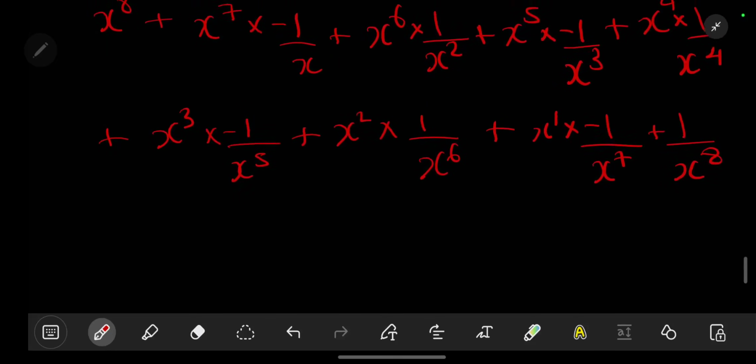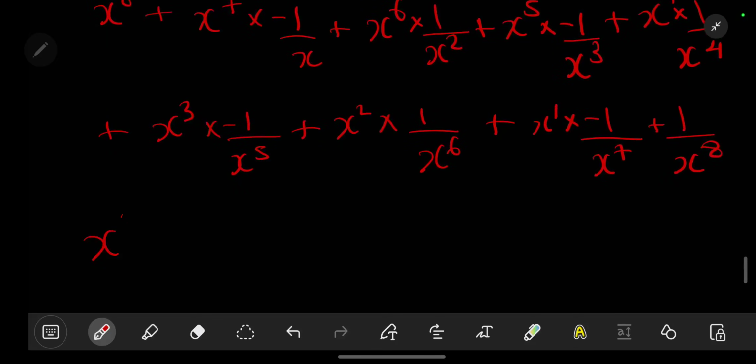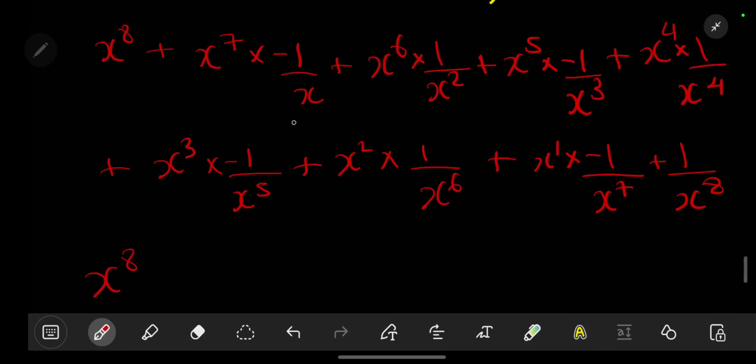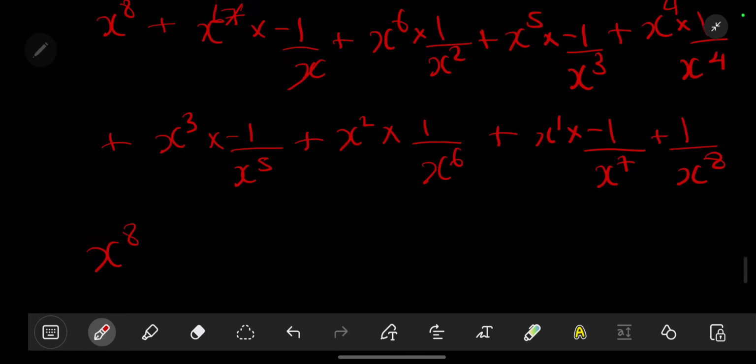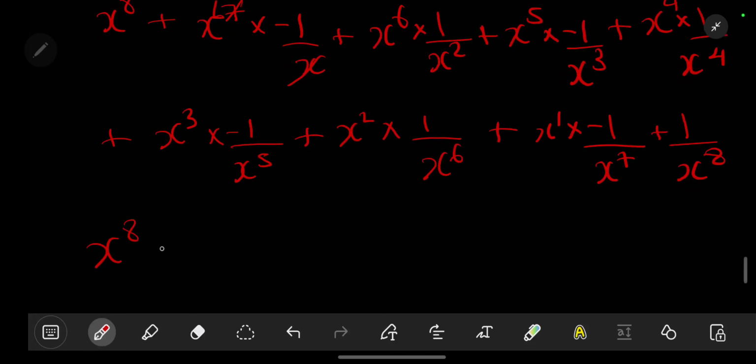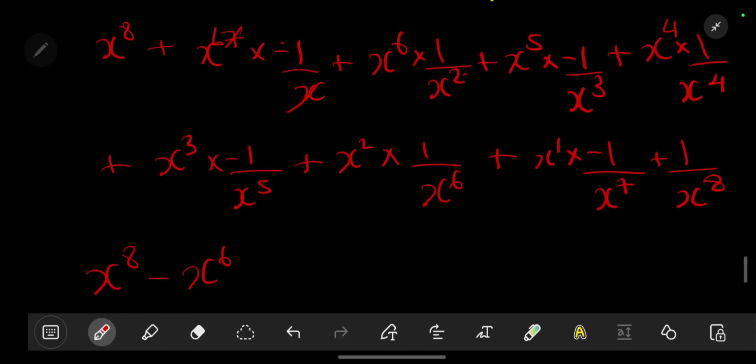So to evaluate this, we have x to the power 8 as our first one. Then we cancel this and remain with 6. So we say minus, negative 1 times this, it will be negative x to the power 6. Then we have this and this: 6 minus 2 is 4. So we write plus x to the power of 4, like that.